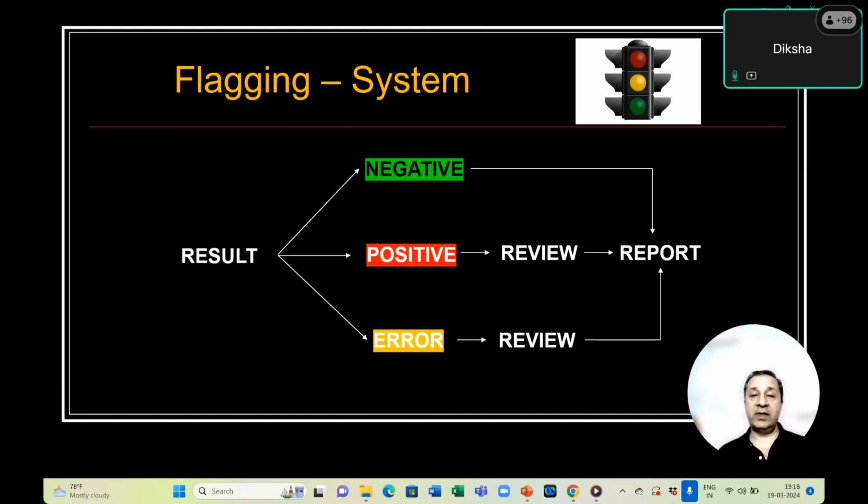So the flagging system, in other words, functions something like a traffic light system. For example, if you have no flags, that means it's negative for any of the flagging.